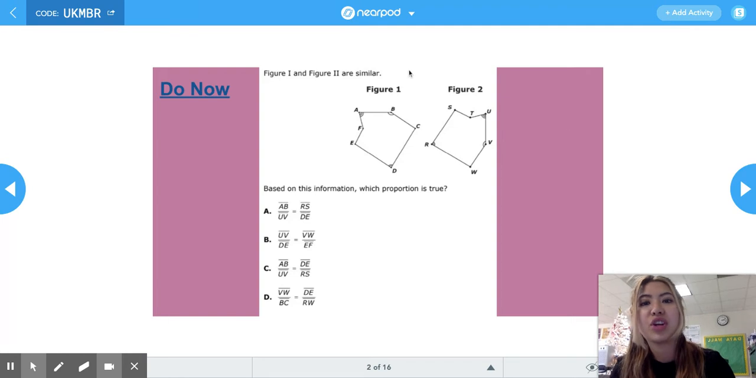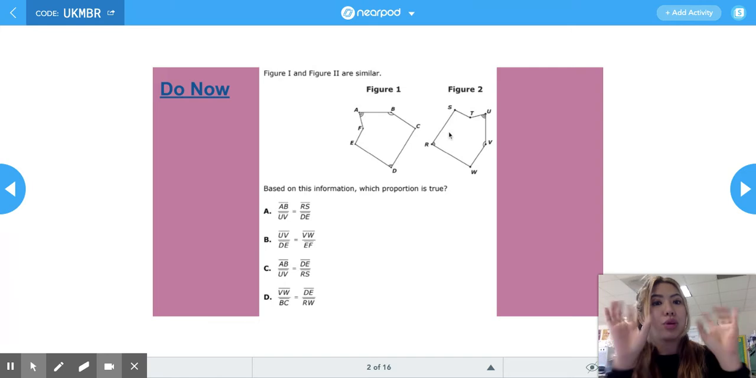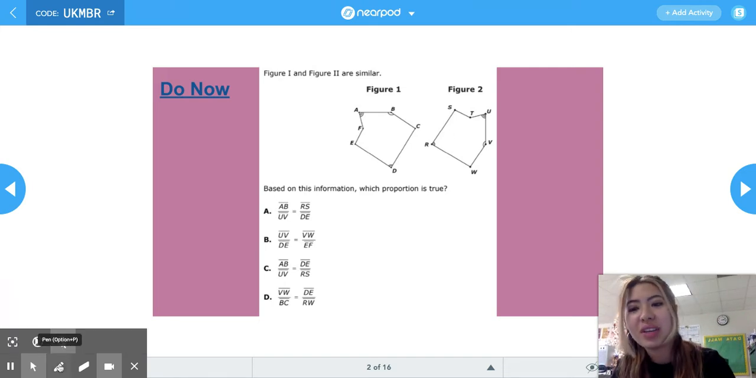Our do now reads: figure 1 and figure 2 are similar. Based on this information, which proportion is true? So we have these two similar figures and they're about the same size. It's just that they're rotated from each other, so they're not facing the same way.